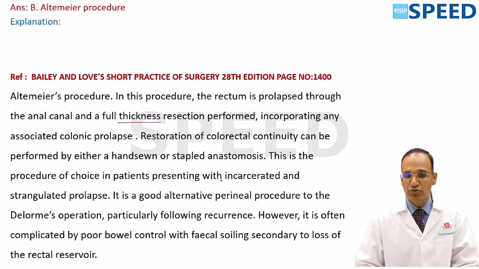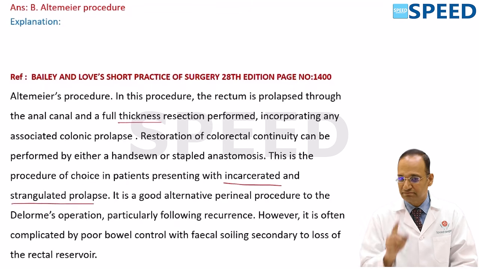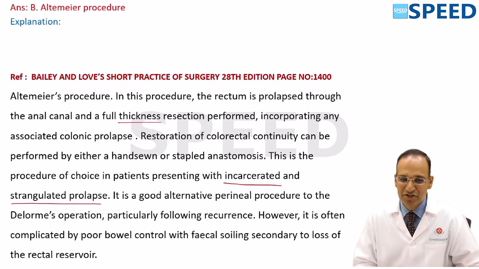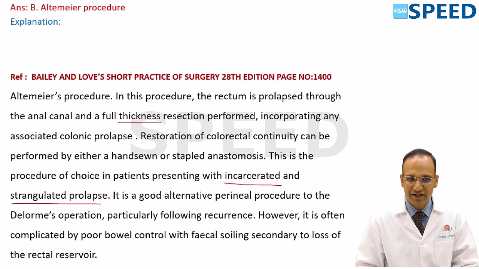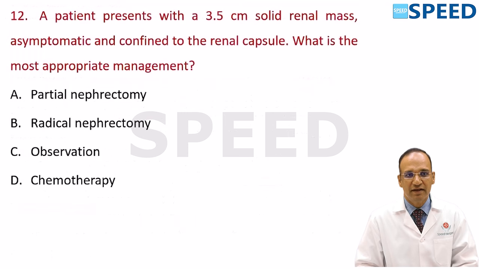And this is the procedure of choice for incarcerated and strangulated prolapse. There we go. Clear? So the most appropriate for the question given here is Altemeier's procedure. Okay. Now, a patient presents with a 3.5 centimeter solid renal mass, asymptomatic.